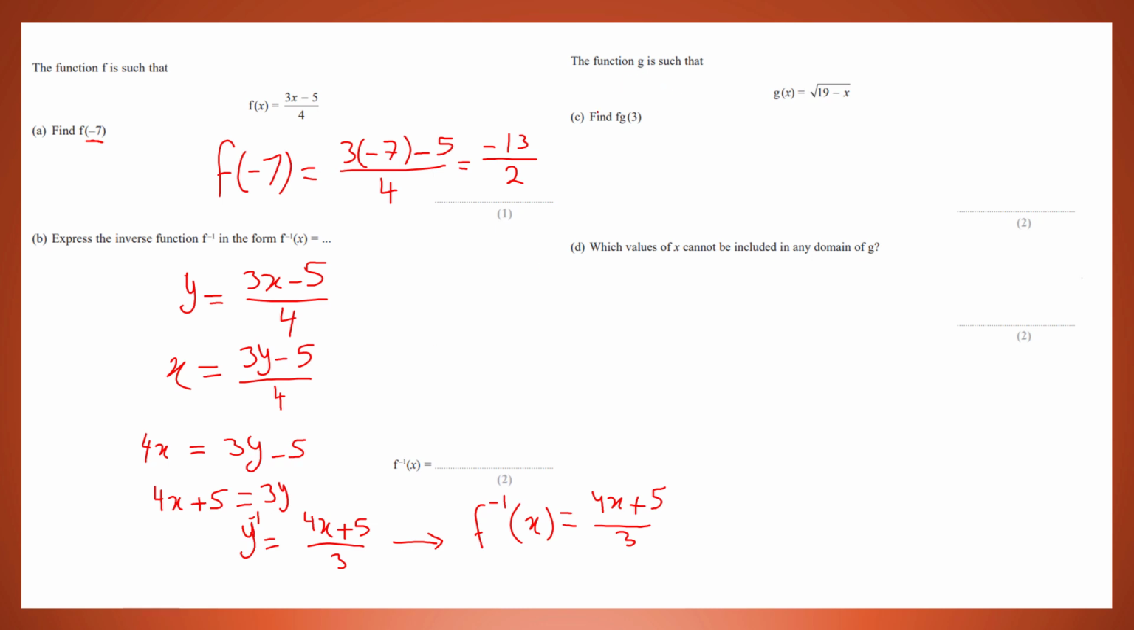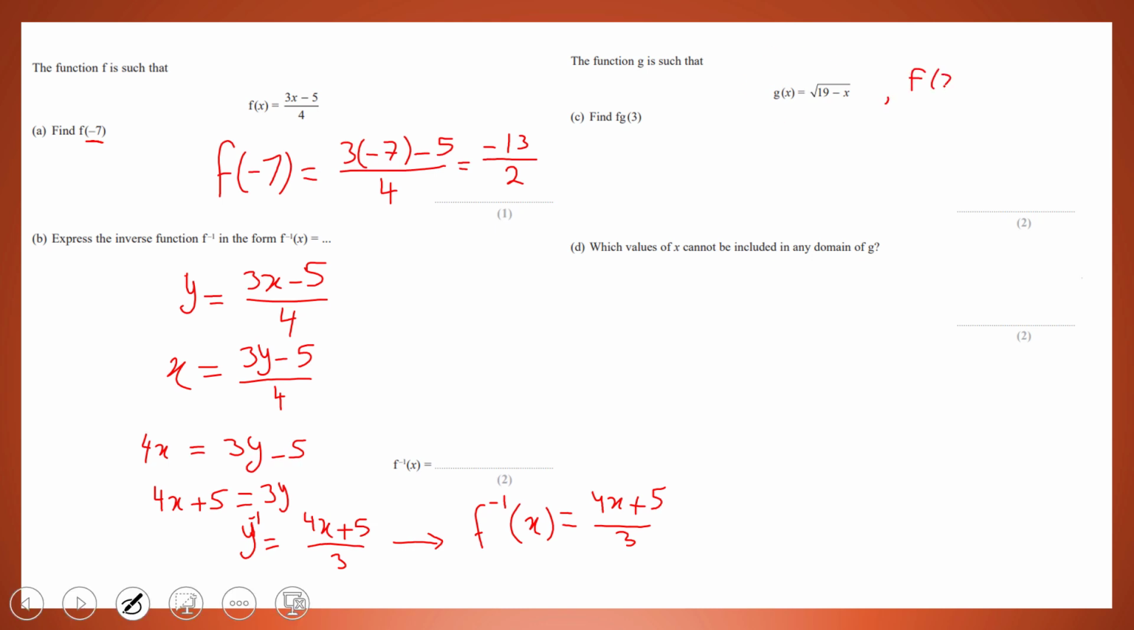Let's see here point C and D. In point C it says the function g is such that g of x is equal to root of (19 minus x). Find fg of 3. What does fg mean? This means composition. What's the composition of two functions? It means you are putting a function in another function, so you're going to have a new output or a third function. So if I want to find fg of 3, this is f of x here, and here's g of x. So let's write f of x beside g of x here.